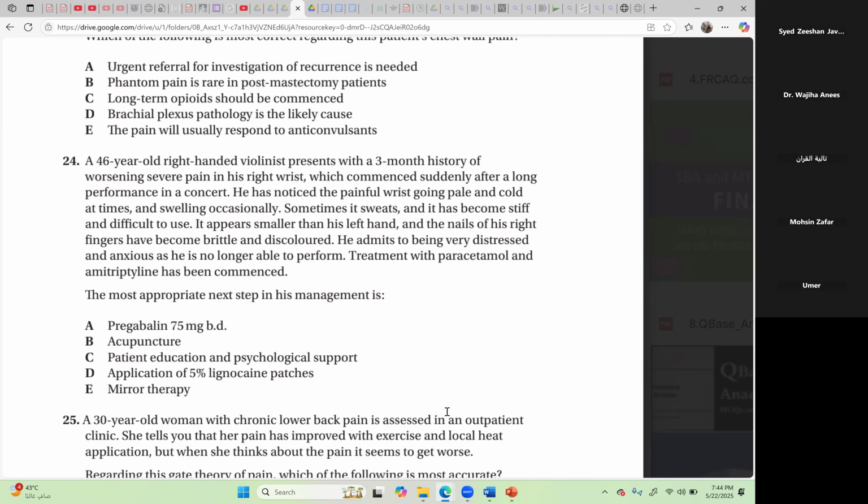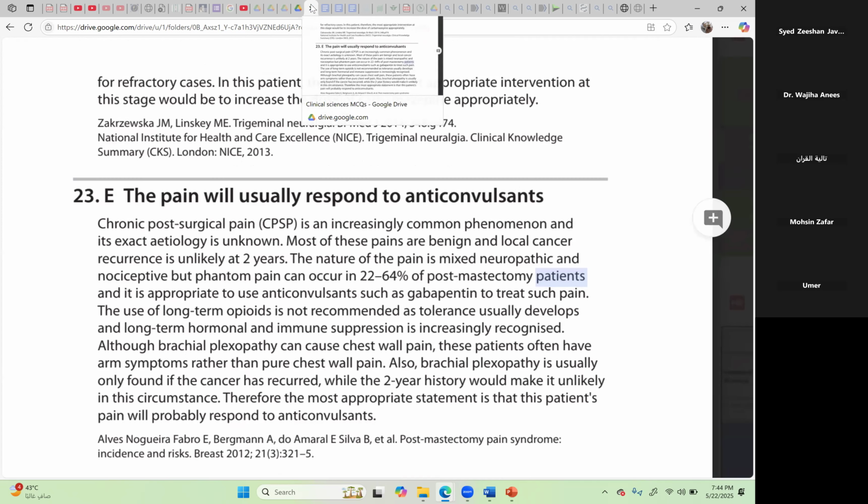Okay, so they have written pregabalin, acupuncture, patient education and psychological support, application of 5% lignocaine patch. Mirror therapy is not there. So patient education and psychological support will be there, but you need to give something. Lignocaine patch will not work too much. I think the answer will be pregabalin. Let's see. Education and psychological support should also be there, but which is first? The first step is patient education and rehabilitation. So it's correct, right?